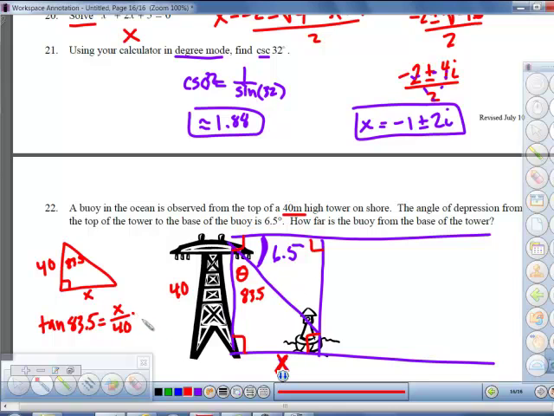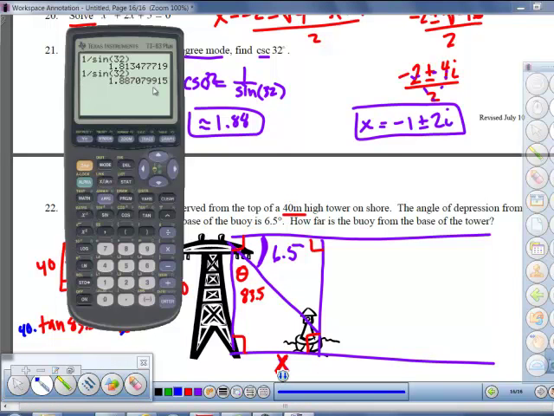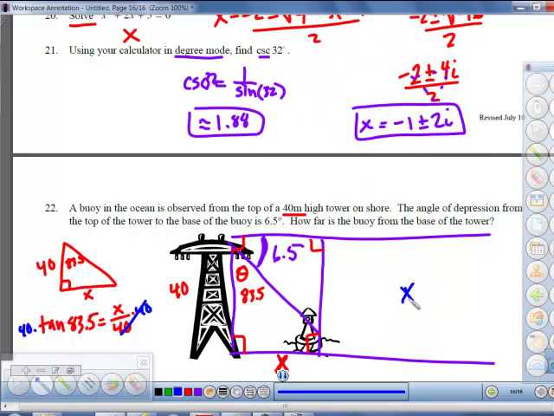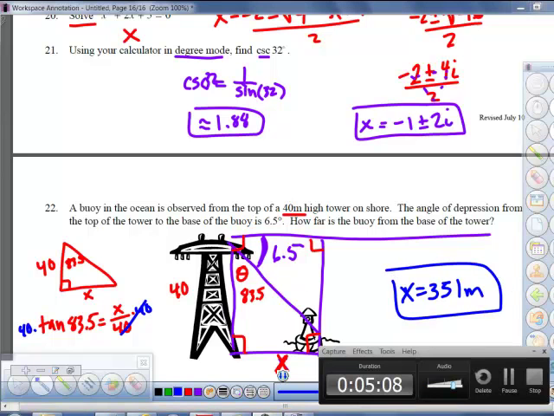How do I get the x by itself? Multiply both sides by 40. So that's gone. And then we compute 40 times tangent 83.5. And so that means that the distance to this buoy is 351 meters. Excuse me. Got it? Let's stop this.